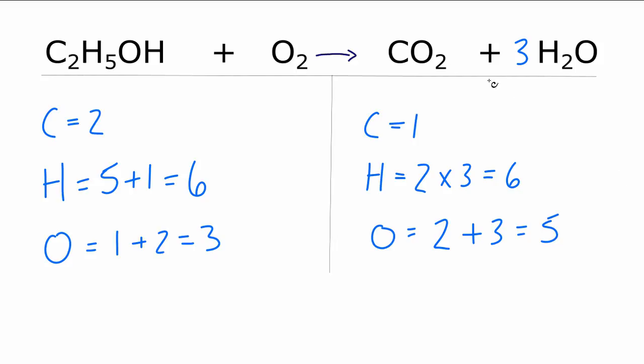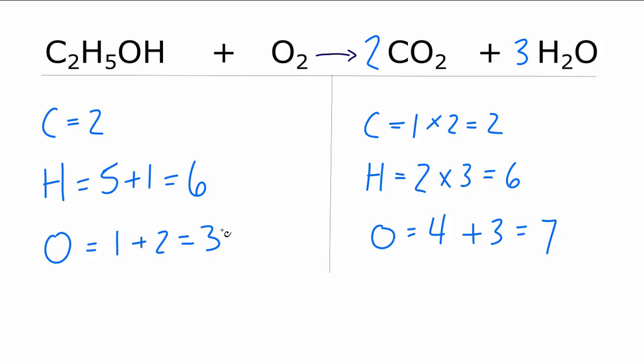Why don't we put a 2 in front of the CO2, because 1 times 2, that'll give me 2. That would at least balance the carbons there. And now I need to update the oxygens again. So instead of 2 here, I have the 2 times 2, I have 4. 4 plus 3 is 7. So now everything except the oxygens are balanced, and that is a bit of a problem.